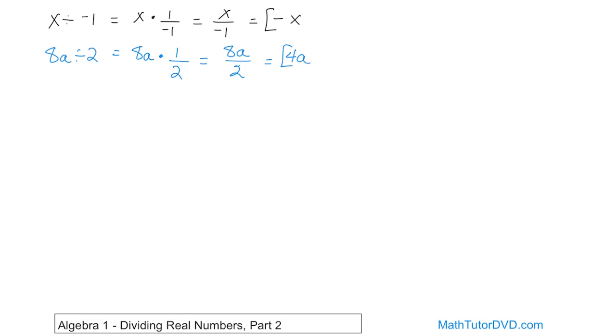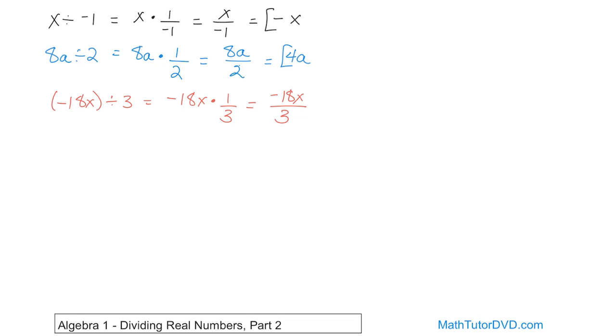What if you have -18x divided by 3? So again, we're going to change that division symbol to multiplication. The 3 now becomes 1/3, and so now I can multiply these together. The tops multiplied together is -18x, just multiplied times 1 gives you the same thing. The bottom is just going to be a 3.